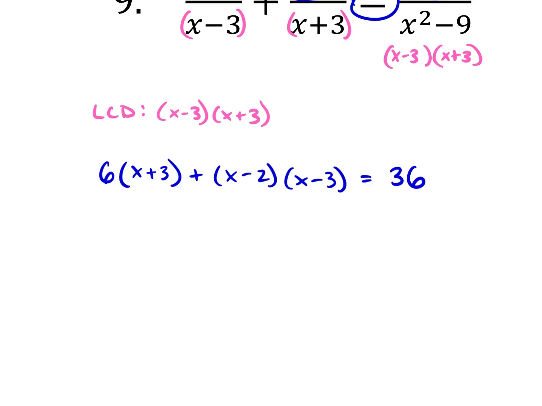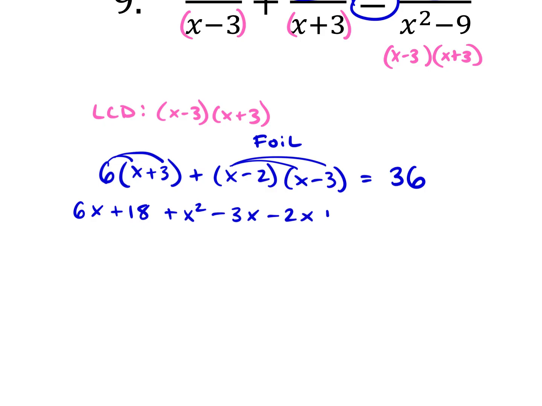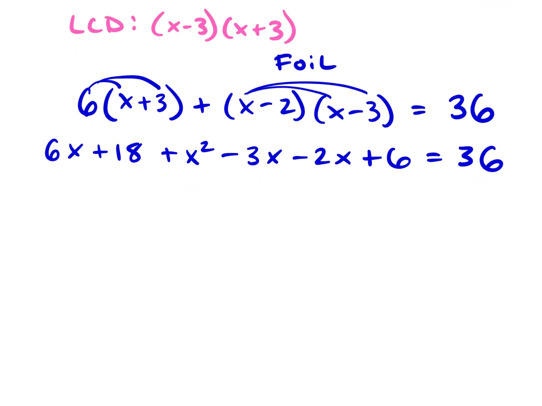All right, let's simplify. First thing I want to do is distribute the 6 here. So we have 6x plus 18. How would I multiply the x minus 2 times x minus 3? We have to FOIL. So x times x would be x squared. Then minus 3x minus 2x plus 6. What should we do next? Combine like terms, and put it in standard form.